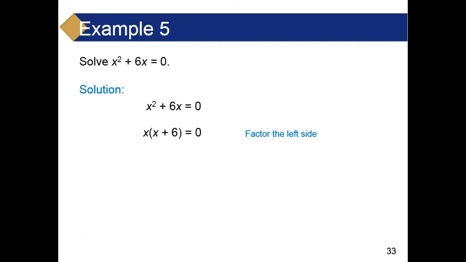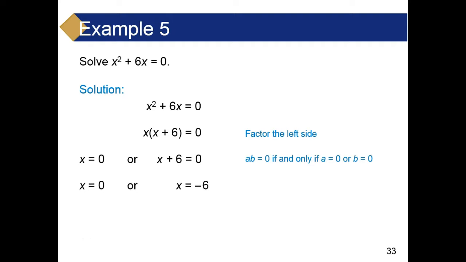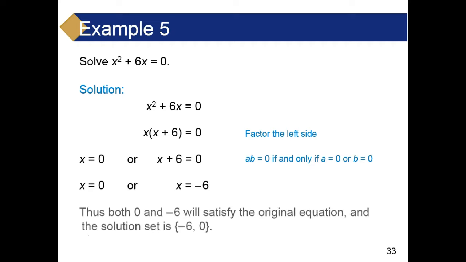And then they said, by the zero product principle, that's what it's called, x equals 0, or x plus 6 equals 0. The first is x equals 0, and then subtract 6 from both sides, x equals negative 6. Same way we did. Both 6 and negative 6 will satisfy. We showed it did satisfy the original equation solution set.